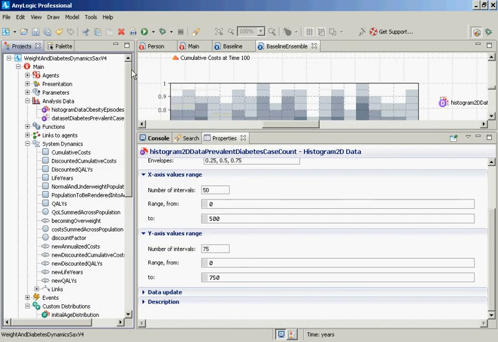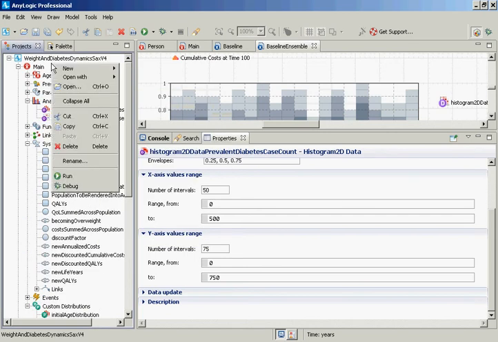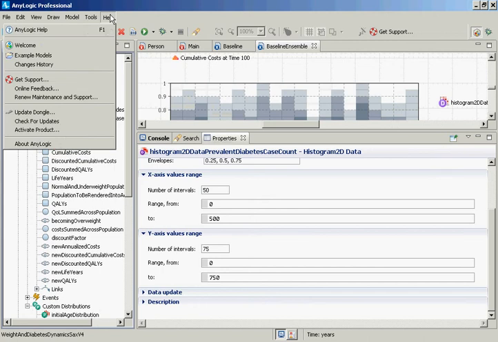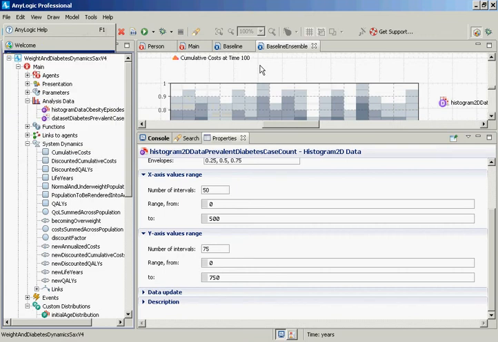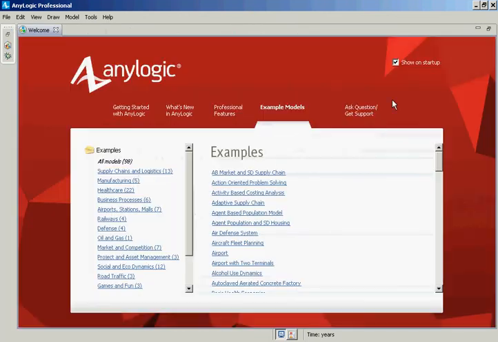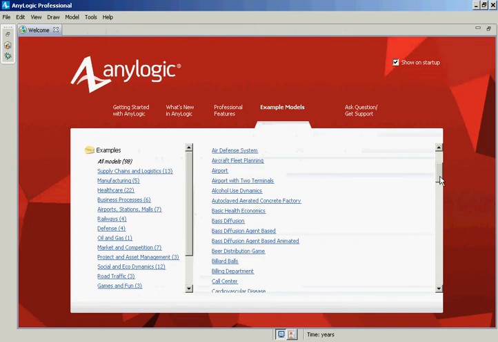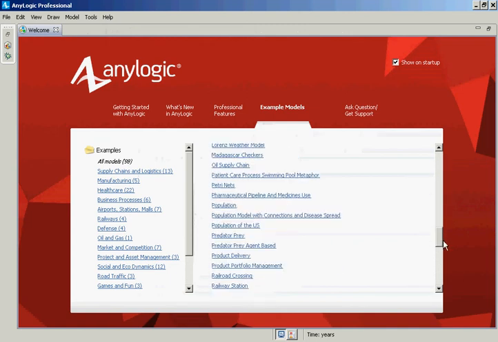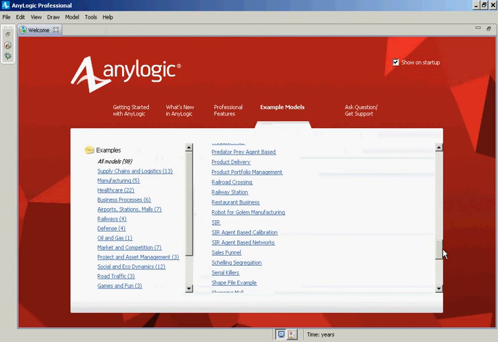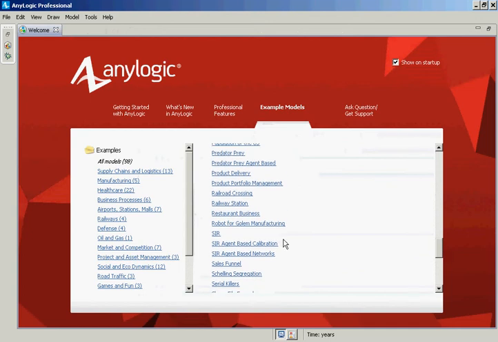to explore and respond to the Nolian request in the context of calibration. So I'd like to go to Help, and go to Example Models in Help. It's the time that we've sought recourse in the course since the Schelling segregation. So I'd like to scroll down here, and we're going to look at SIR agent-based calibration.